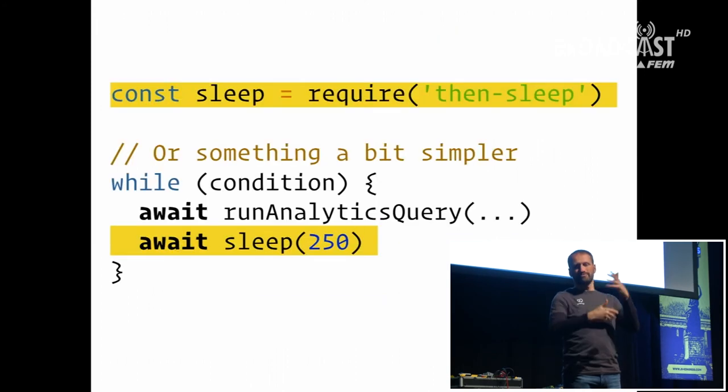Another thing that I think is fascinating, especially when you look at async await, is that writing code like this with callbacks would be so complicated. Right? And I could do the same idea when I run an analytics query: I wait for it to finish, I give my service 250 milliseconds just to rest, to give it a break, and then I come back on the while loop. That's something that without async await would be incredibly hard to do.